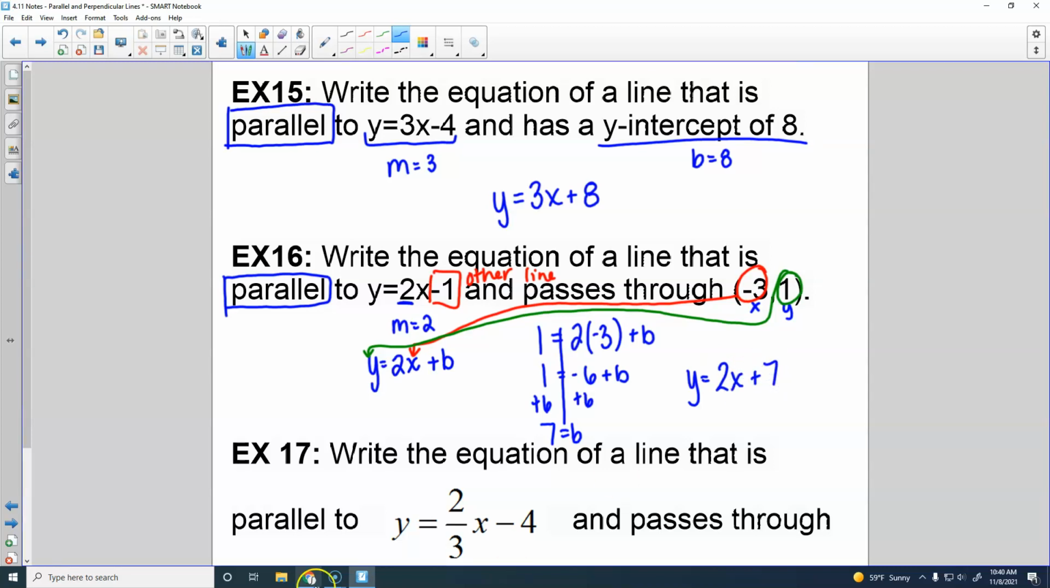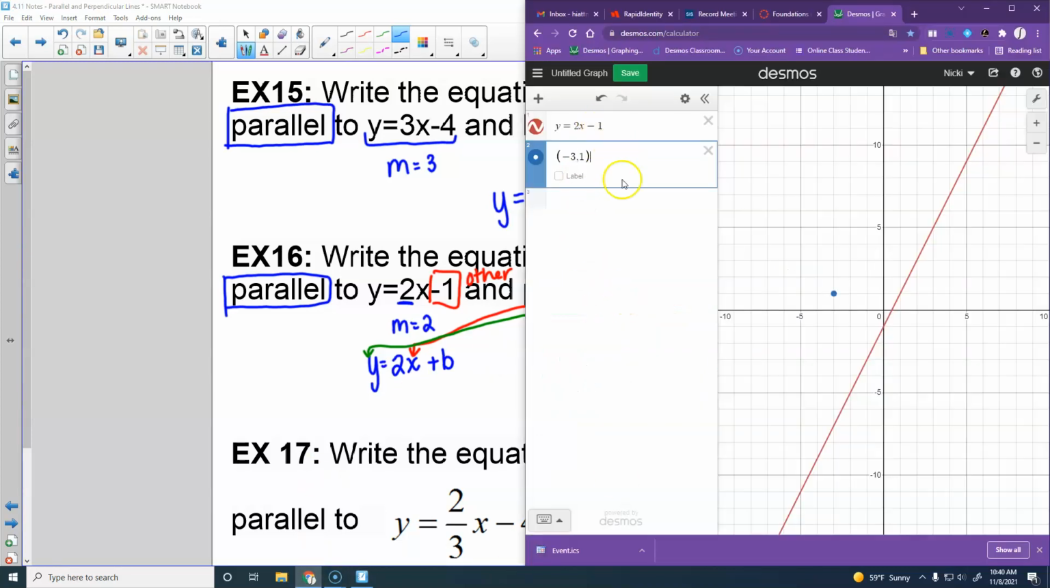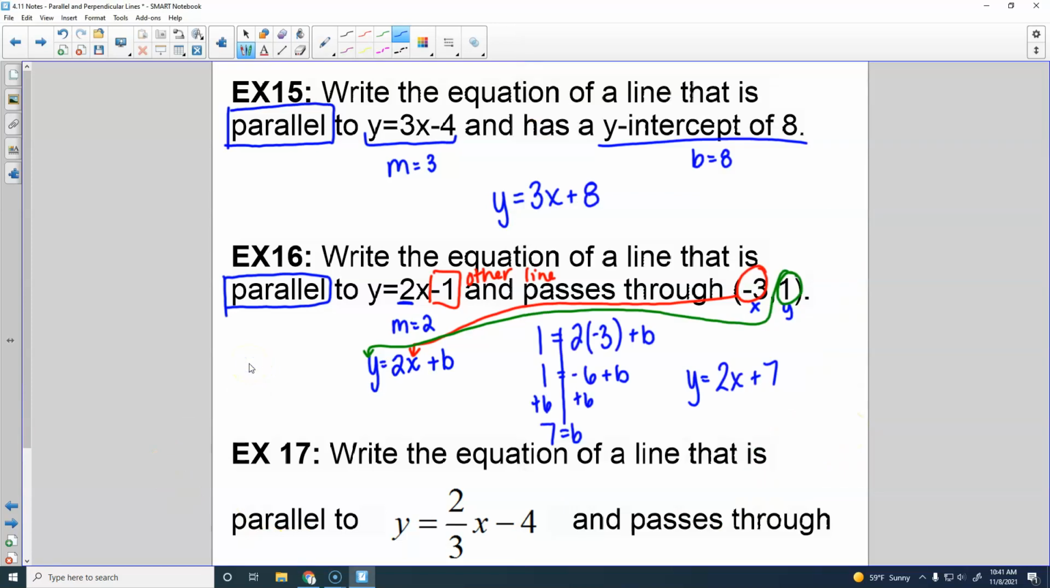Perfect. And let's switch back over there to that graph just to see if that looks like it works. y equals 2x plus 7, and that looks perfect, right? It goes through our point that we were trying to get it to go through, and it looks like it's parallel. Okay, questions?